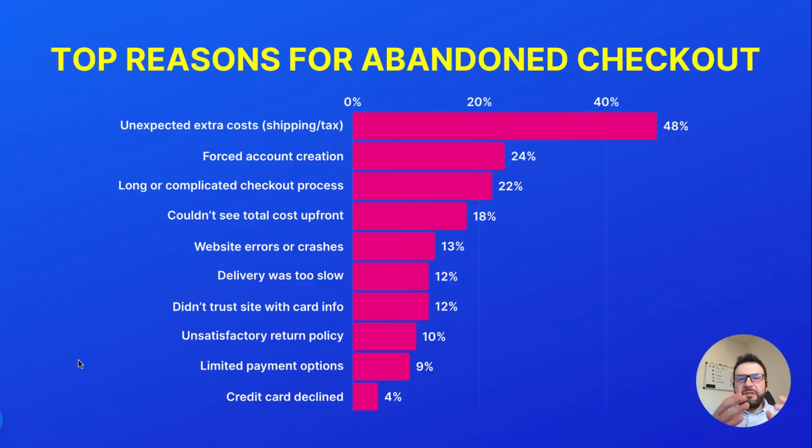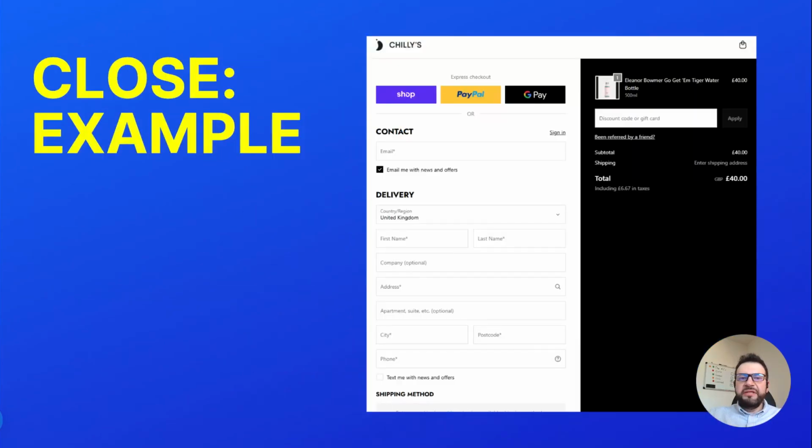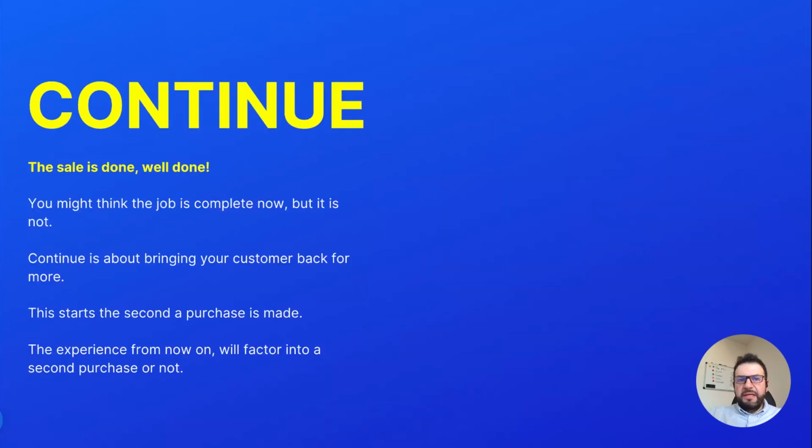Now that you've passed all these tests, this is an example of a simple close. If you offer things like Google Pay or Apple Pay, it automatically picks up your address, so you don't have to fill in any forms. If you have the Shop app from Shopify, you want to keep it simple. You want to avoid as many touch points as possible so that you can actually close the sale. And there we go, the sale is done, well done.